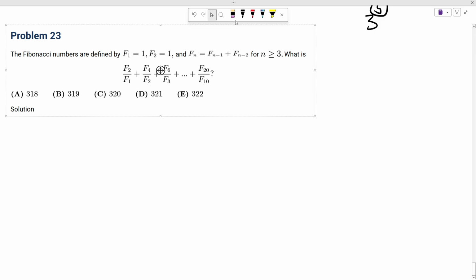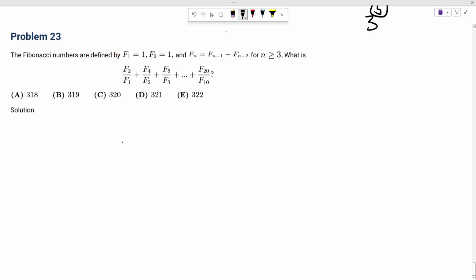Problem 23. Oh no. Okay. Problem 23. F_n is the nth Fibonacci number, and we're trying to find this sum. This problem is a great example of engineer's induction if you don't want to prove things.